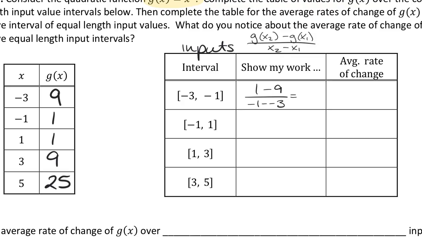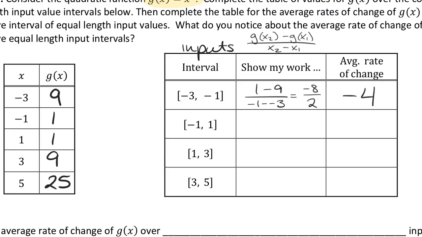Well, if we're showing our work, 1 minus 9 is -8, and 1 minus -3, minus a negative means to do what? Add, so it's really just -2 plus 3, that's 2, which means my average rate of change is -4. Okay, let's do one more together, and then I'll have you fill out the rest of this table yourself.